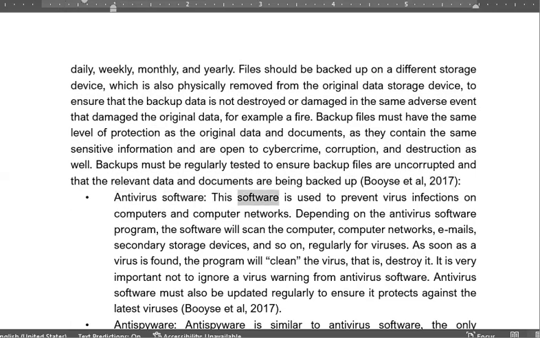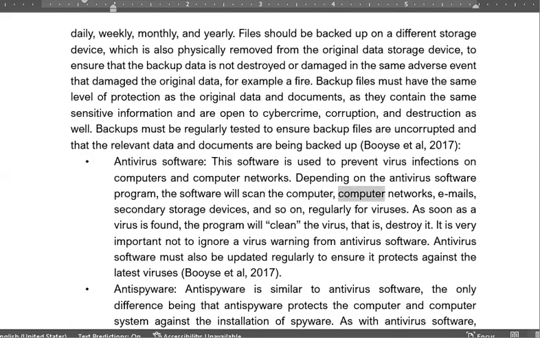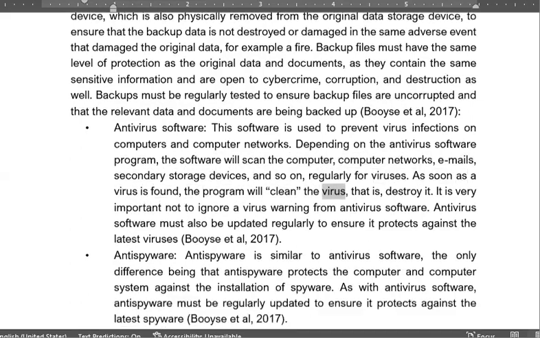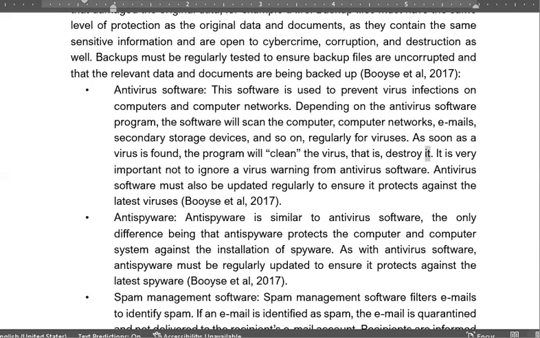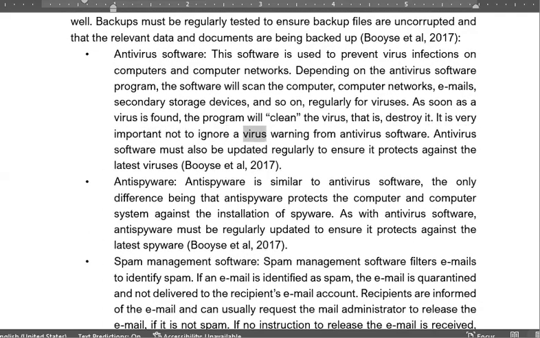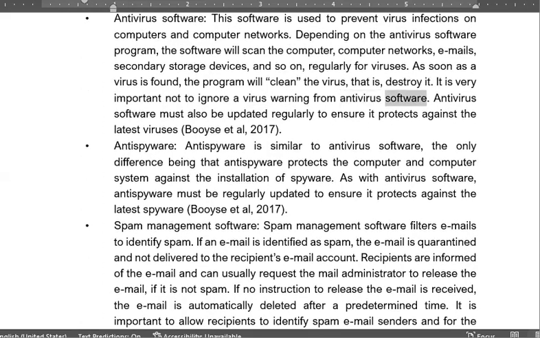Antivirus software. This software is used to prevent virus infections on computers and computer networks. Depending on the antivirus software program, the software will scan the computer, computer networks, emails, secondary storage devices, and so on, regularly for viruses. As soon as a virus is found, the program will clean the virus, that is, destroy it. It is very important not to ignore a virus warning from antivirus software. Antivirus software must also be updated regularly to ensure it protects against the latest viruses. Boys et al., 2017.